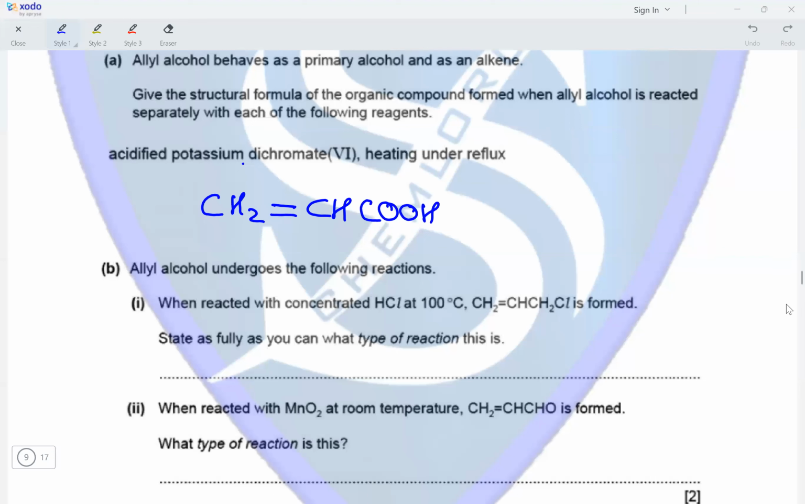Allyl alcohol undergoes the following reactions. When reacted with concentrated HCl at 100 degrees Celsius, CH2 double bonded to CH, single bonded to CH2Cl is formed. So the OH group is replaced by a Cl atom. State as fully as you can what type of a reaction this is. So this is an example of a nucleophilic substitution reaction.